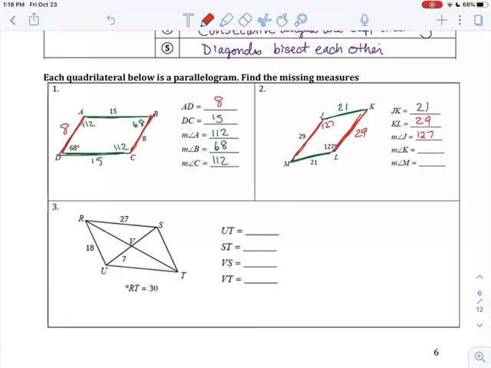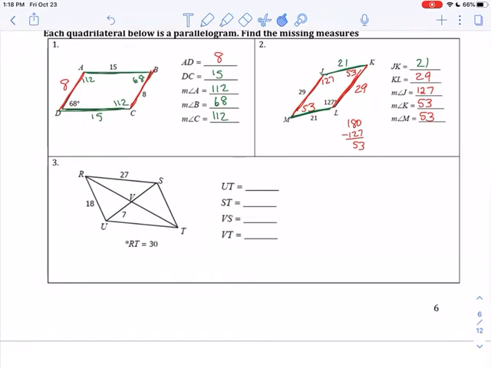And then remember, opposite angles are congruent to each other. So angle J is 127 because angle L is 127. And then angle K and angle M are each going to be 53 because these have to be supplementary. 180 minus 127 is 53. So not too bad. It gets a little bit trickier when we have algebra that we have to do, but this is just the basic rules right here.